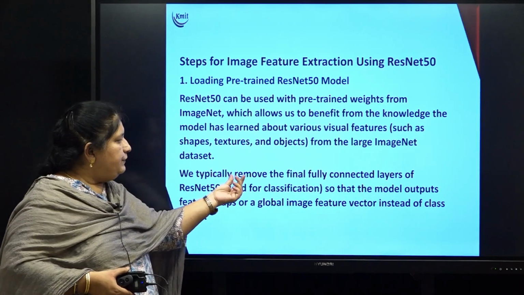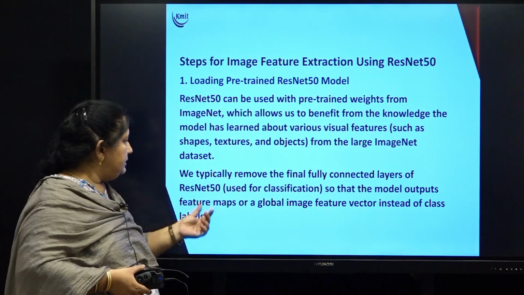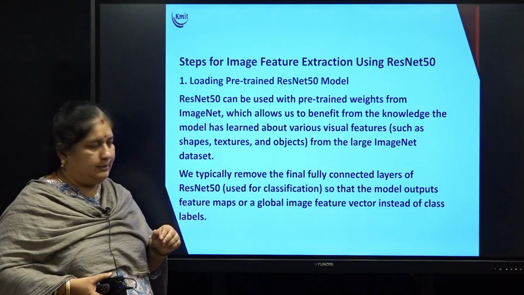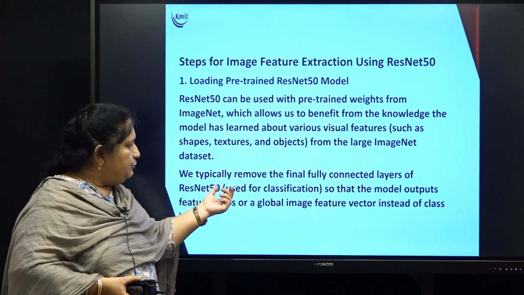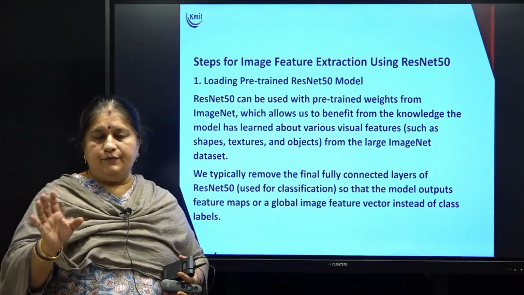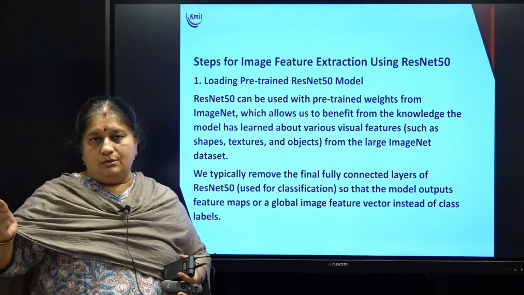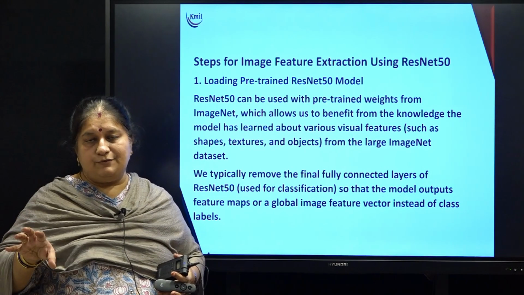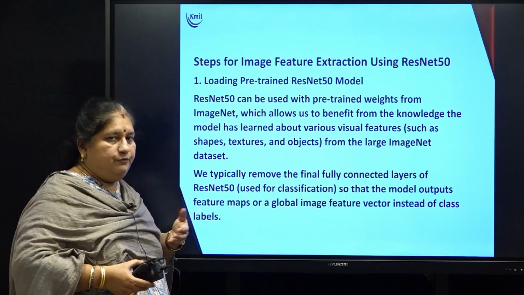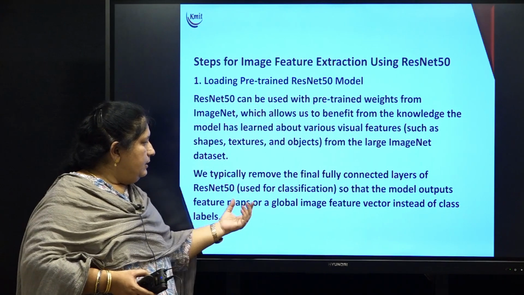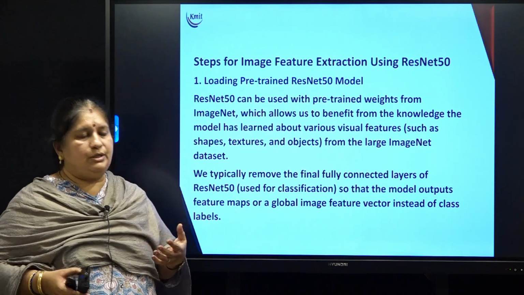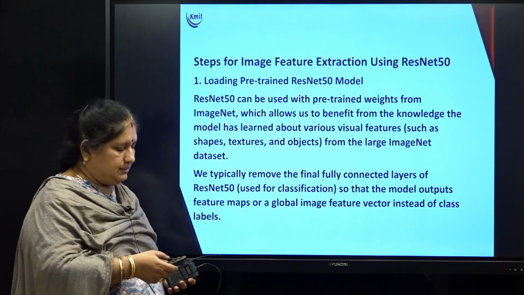We typically remove the final fully connected layers of ResNet50. The final fully connected layers are used for image classification, so we are removing that. The moment you remove the final layers, it will not do the job of classification, so you are not narrowing down the features of ResNet50. The moment you remove the final fully connected layers, you get more features from the images, and this image feature vector, instead of a simple class label, will give you a huge number of feature maps.